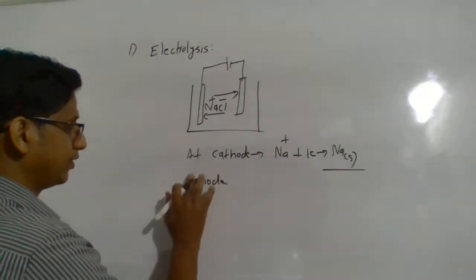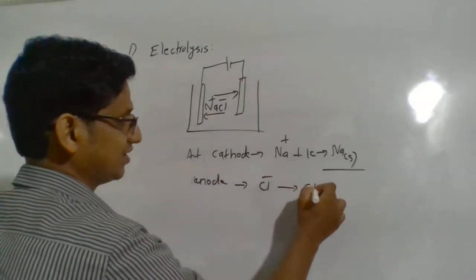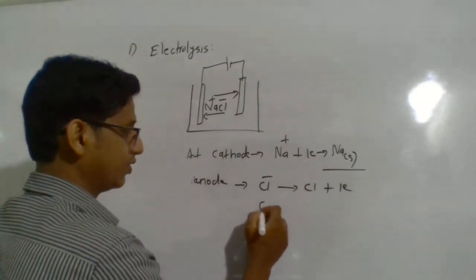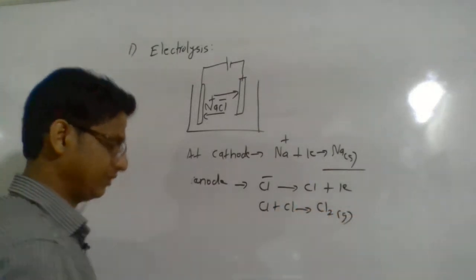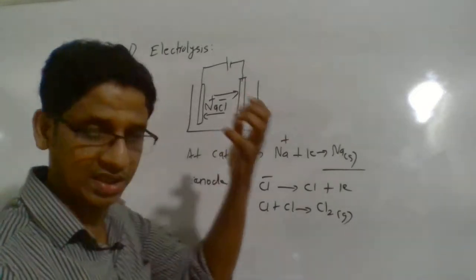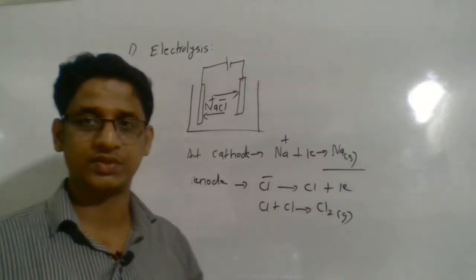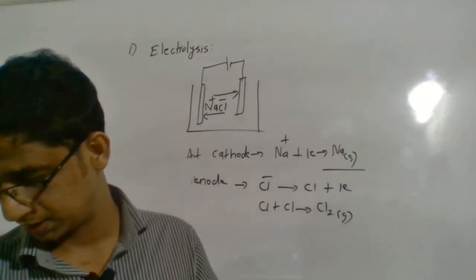Talk about the anode, what will happen? Cl- releases an electron at the anode to get a chlorine atom, and chlorine plus chlorine gives you chlorine gas. So you will see chlorine gas is liberating at the anode and sodium metal is depositing at the cathode. So the electrolysis phenomenon can be explained by Arrhenius theory.